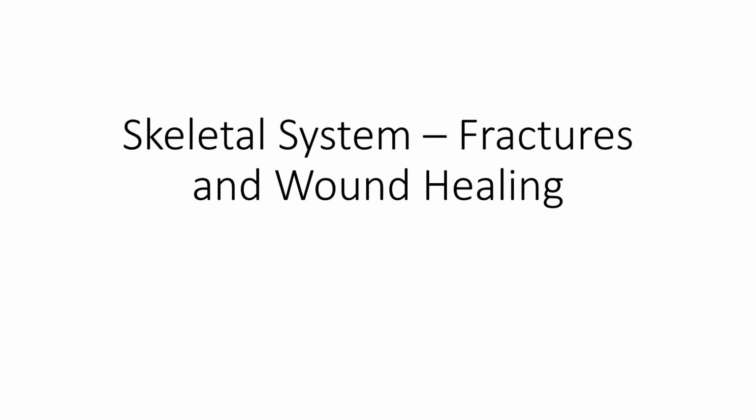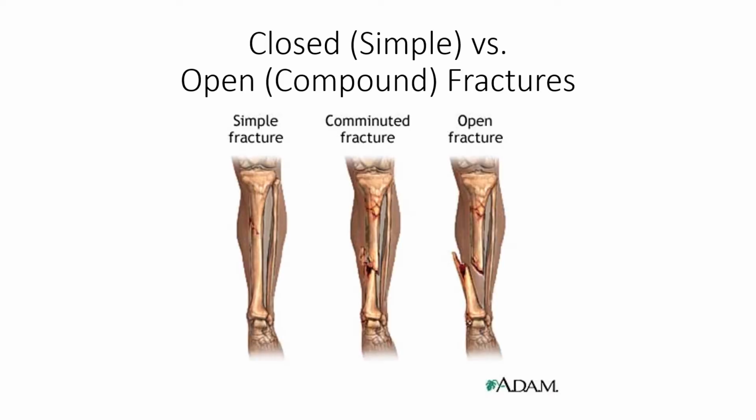Hi everybody, we're going to wrap up this chapter on the skeletal system with information coming from how to heal a bone fracture and wound healing. That information comes from 71 in your course pack. We're going to first talk about different types of fractures: open fractures and closed fractures. So let's discuss those first.